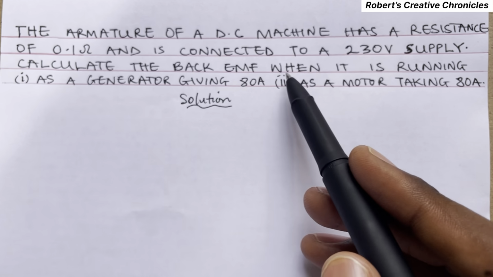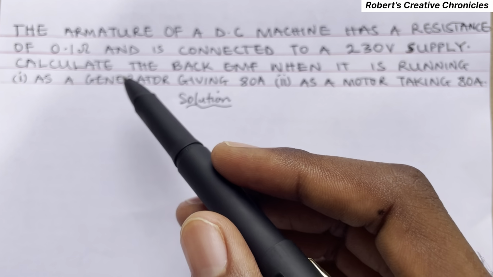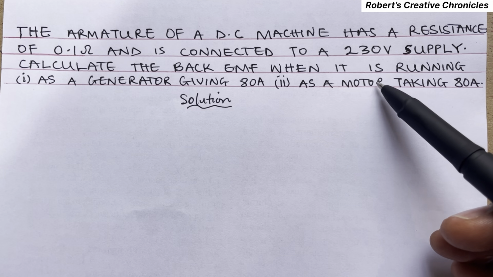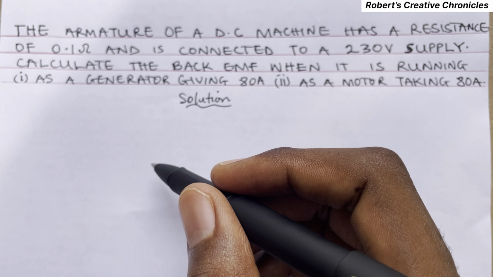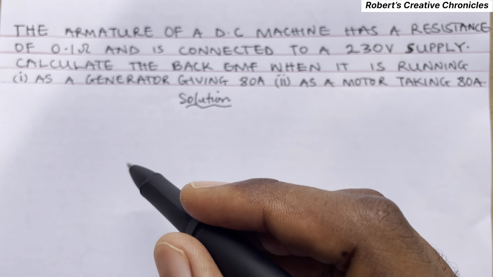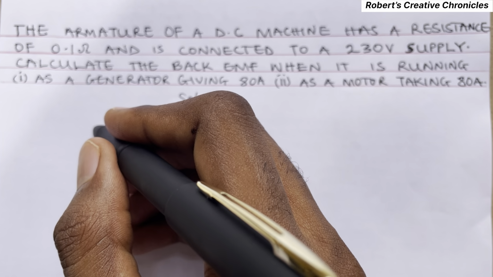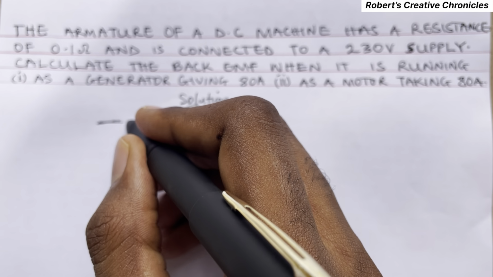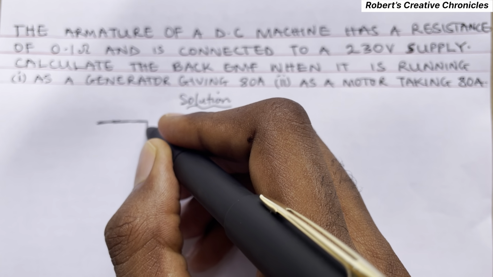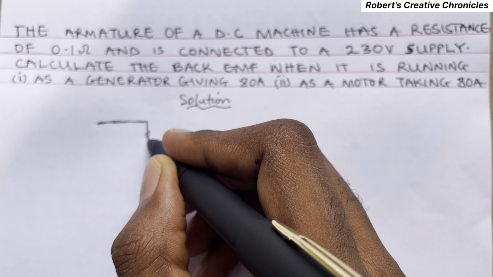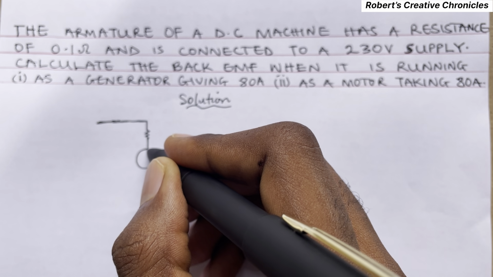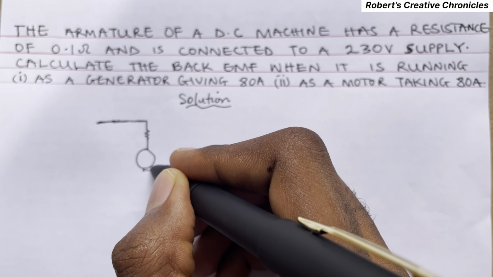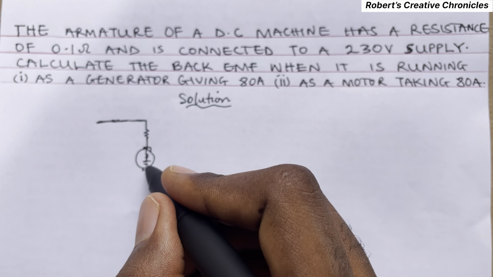So before we start these two, I want to show you how a generator circuit is and how a motor circuit is. For example, let's draw a long shunt generator. So this is the generated EMF.